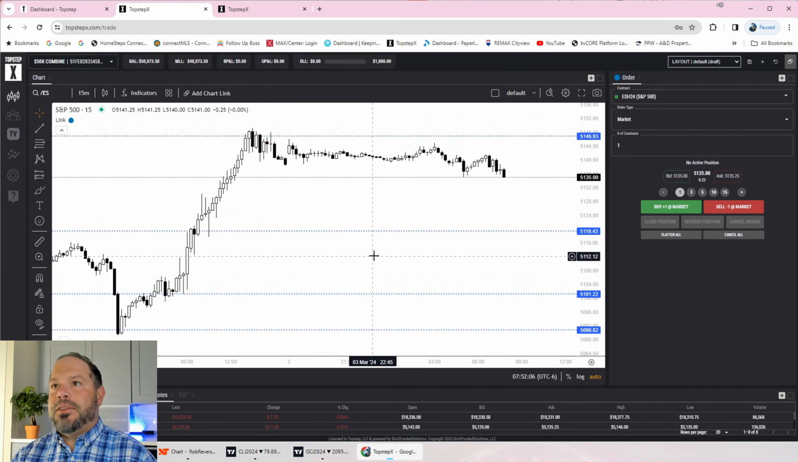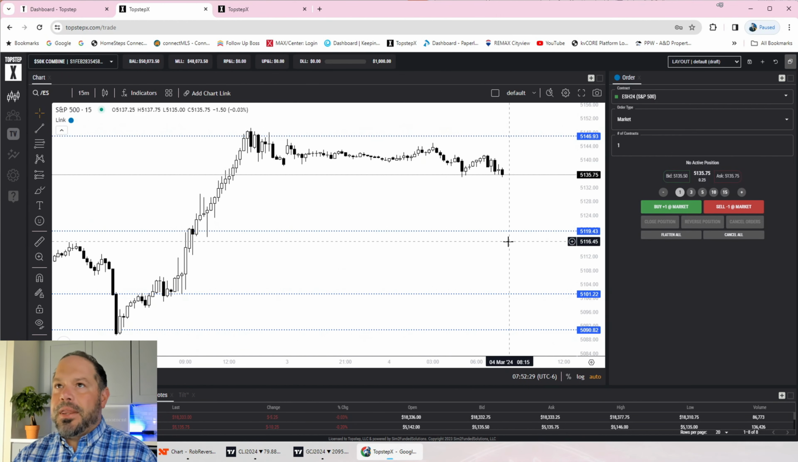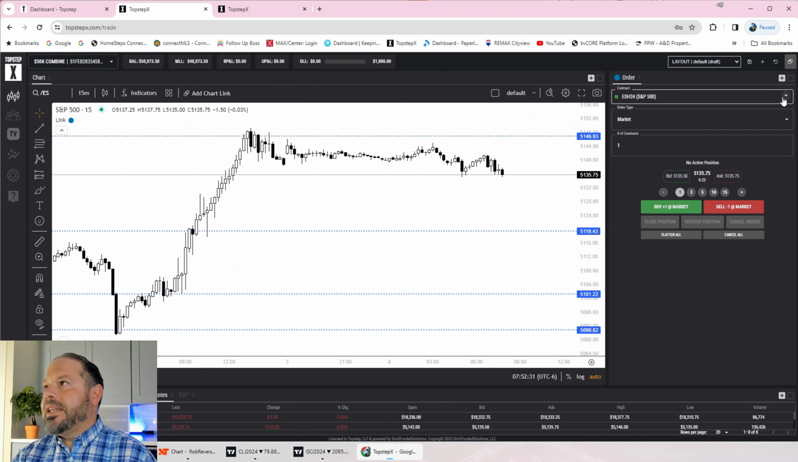Taking a look at my levels on the ES this morning, I've got a level at 51.46 that I think is going to have some movement. And the next level is 51.19, 51.01, and 50.90. Don't think we're going to get down to 50.90, but 51.19 and 51.46 are going to be levels where I think that you're going to get some movement.